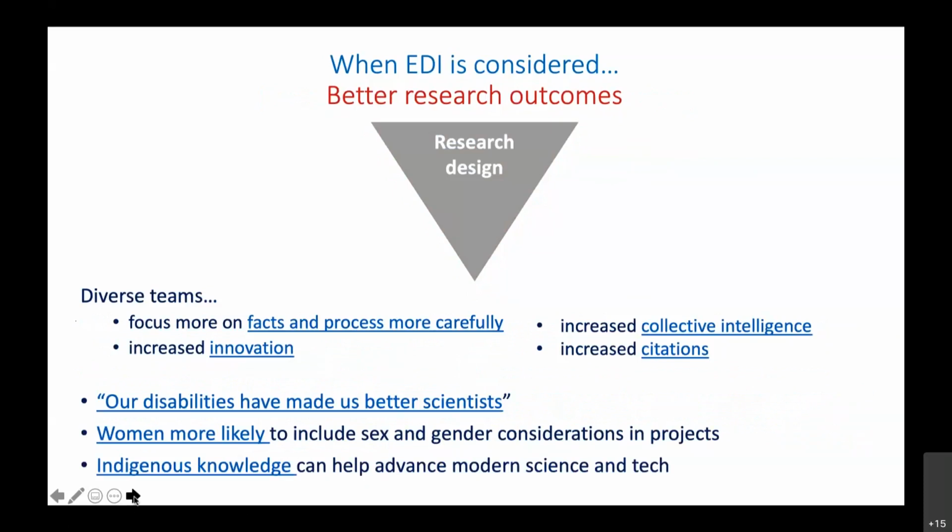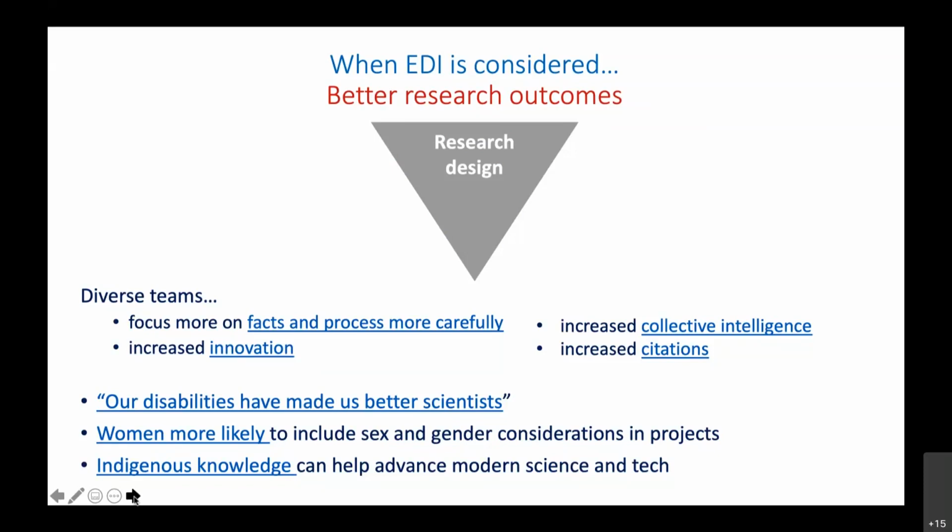And then, of course, when EDI is considered in research design, we see better research outcomes. Diversity among researchers is reflected in research design, and this ultimately results in better, more robust research outcomes. We know that diverse teams tend to focus on facts and process them more carefully than homogeneous teams. I think this makes sense. We're more aware of being clear with each other when we're communicating with a very heterogeneous group. We see increased innovation that comes from incorporating a variety of worldviews, experiences and ideas.